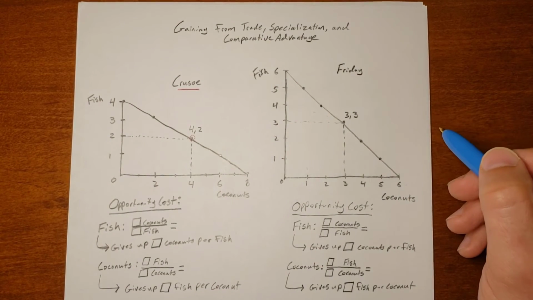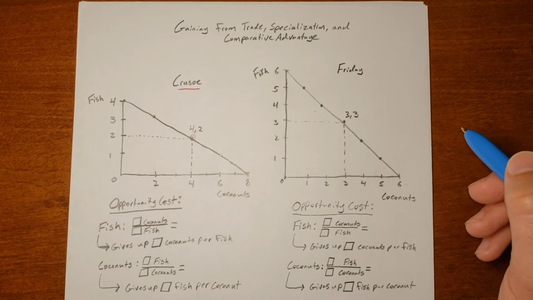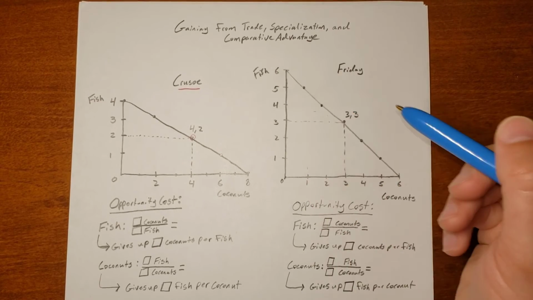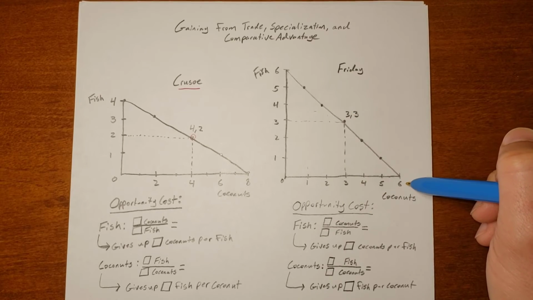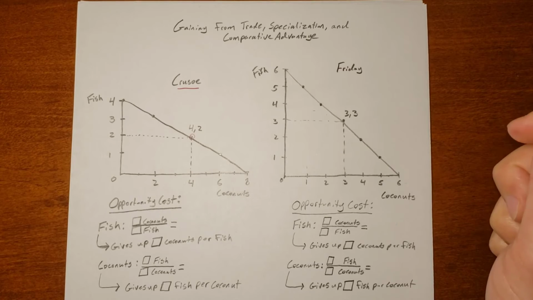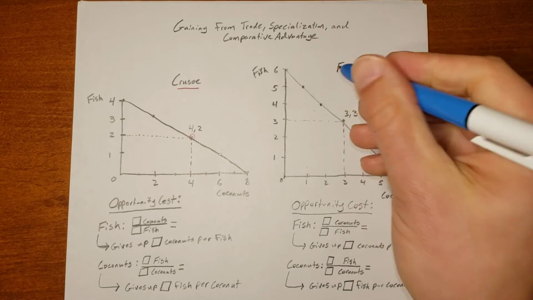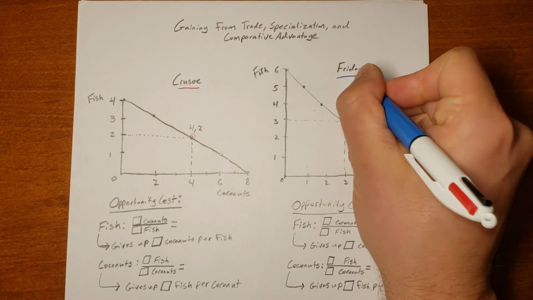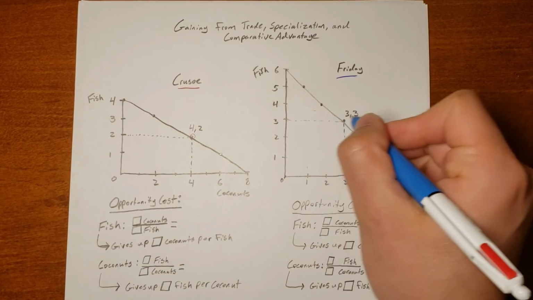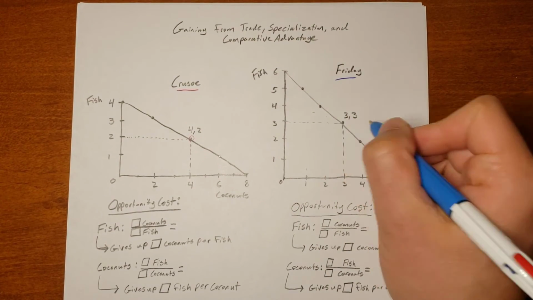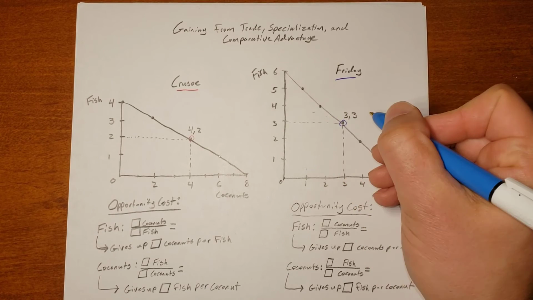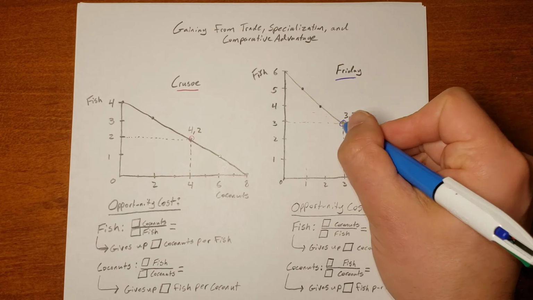And then another person shows up on the same island, and that's Friday. And Friday can produce up to 6 fish or up to 6 coconuts. But if he spends half of his time producing each, we'll use blue for Friday. If Friday spends half of his time producing fish and half of his time producing coconuts, he's going to produce 3 fish and 3 coconuts, so 3 and 3.